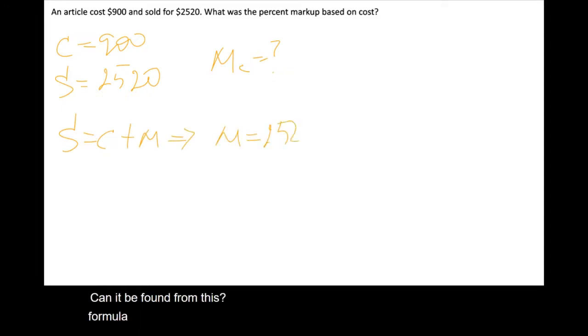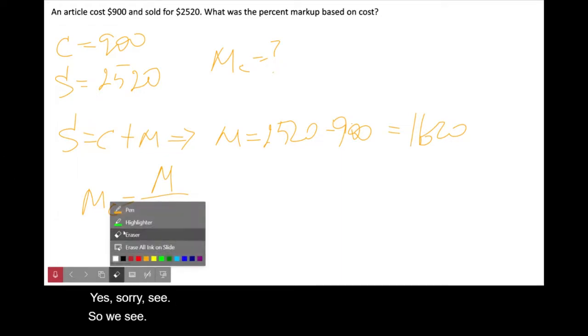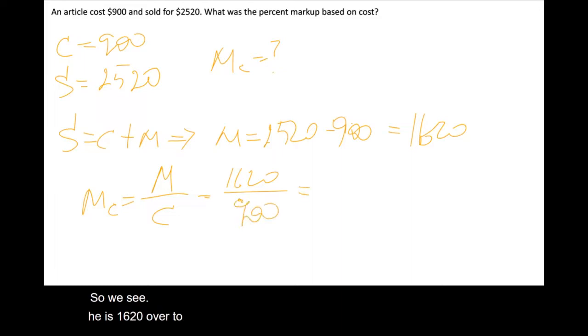So 2520 minus 900, okay, 1620. And then MC is M over C, sorry, over C, is 1620 over 900, which is 1.8 or 180%. Confirm my number. Let me know when you're ready to move forward.